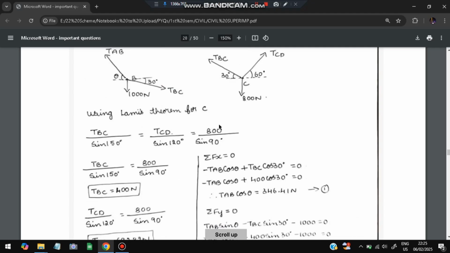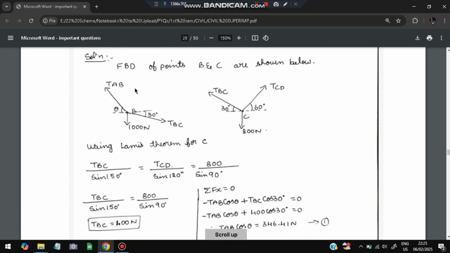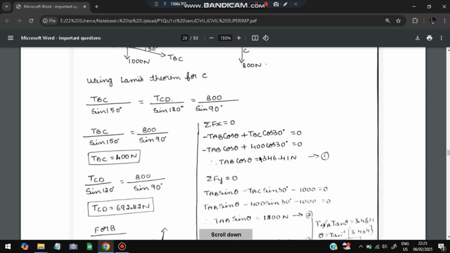F of x is 0 in the case of this diagram. We have TBC, we have calculated. We will substitute the value of TBC here. So minus TAB cos theta, that is the F of x here, plus TBC cos 30, which is the F of x here, that is equal to 0, because this and this should be cancelling each other, so this value will be 0. We have the value of TBC, we can calculate the value of TAB. Once you calculate the value of TAB, same thing we will do for the Fy also.